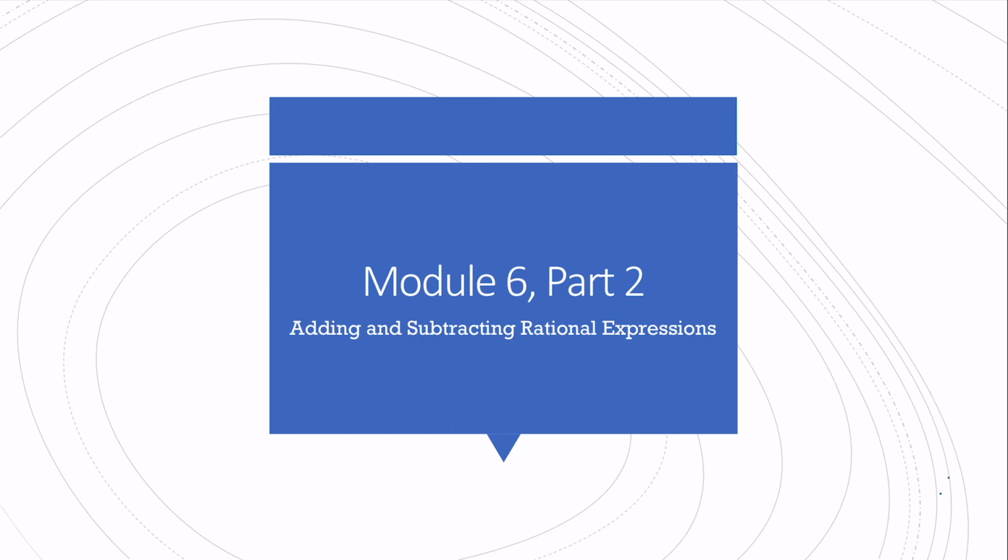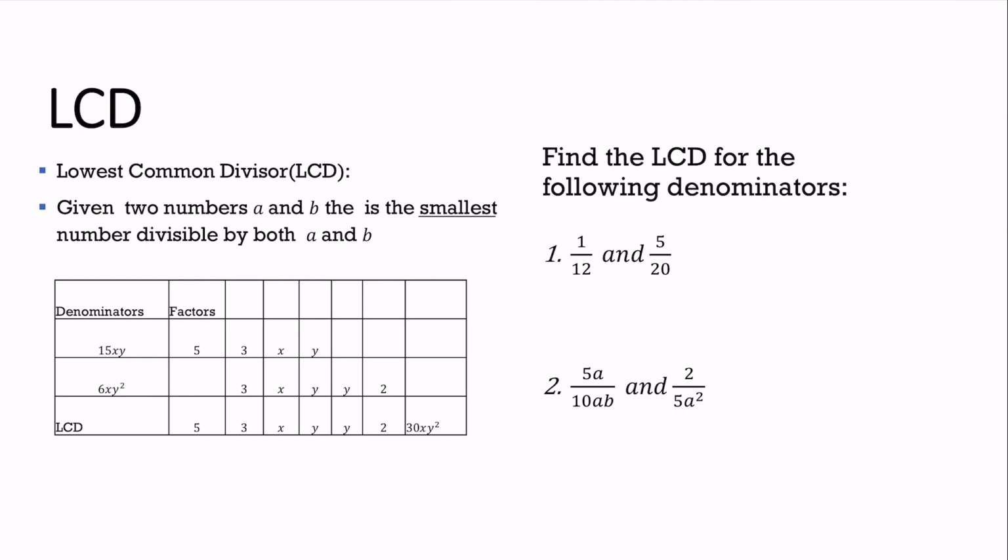So the first thing we need to do when adding fractions is find the LCD. LCD stands for lowest common divisor. Some people call it lowest common denominator, right? And what we're trying to do is find the smallest number that is divisible by our two denominators. So if I have denominators A and B, the smallest number that is divisible by both of them is going to be the least common denominator for these.